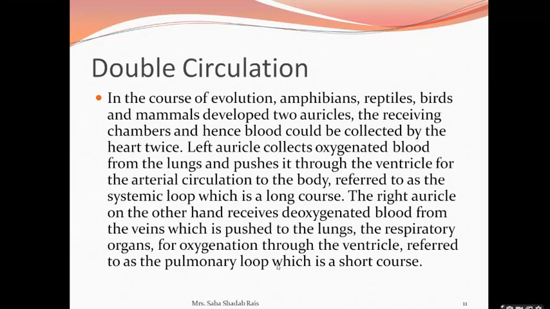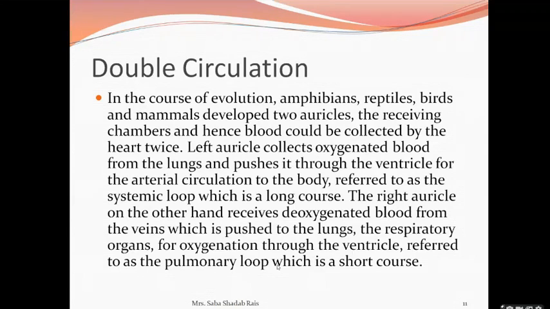Then the right auricle will receive the deoxygenated blood from the veins, and it is pushed to the lung, the respiratory organ, for oxygenation through the ventricle. This is referred to as the pulmonary loop or the pulmonary circulation, which is a short course, because you will find that the pathway, or you can say the area, is small. The heart is in close proximity to the lung, so there is only a short loop.